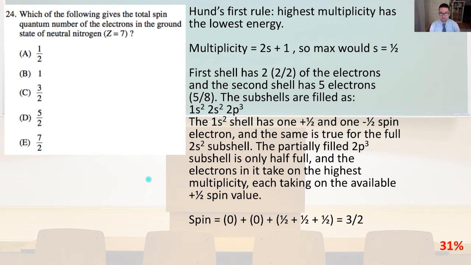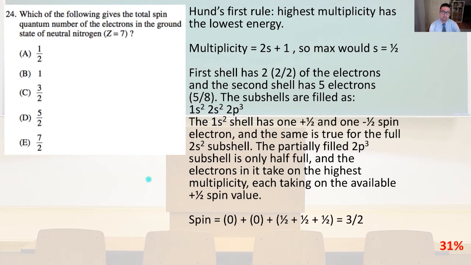And the subshells are filled as 1s2, 2s2, 2p3, and those powers are not actually powers, they're the amount of electrons that are in each of those subshells. So for example, the 2p3 subshell has 3 electrons. So the 1s2 shell has one positive 1/2 and one negative 1/2 spin electron. And the same is true for the full 2s2 subshell. But the partially filled 2p3 subshell is only half full, and the electrons in it take on the highest multiplicity.